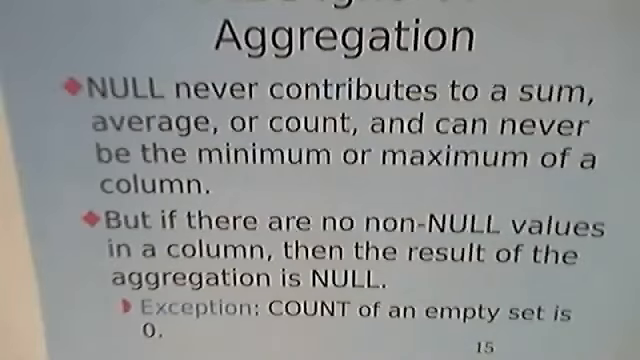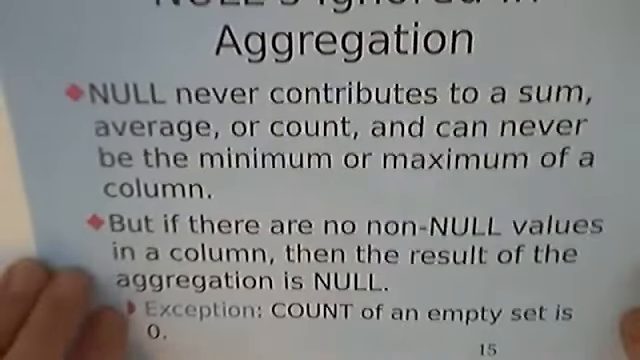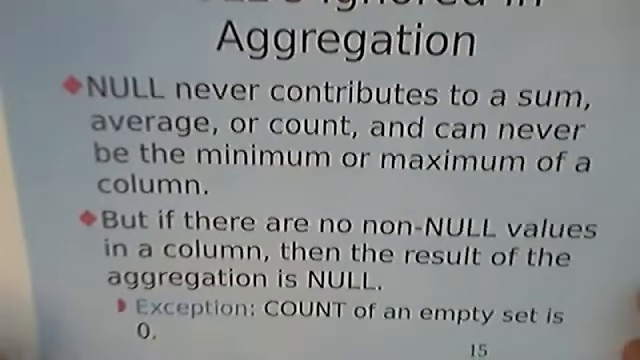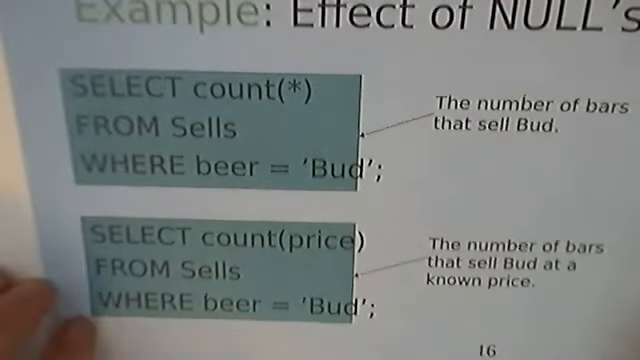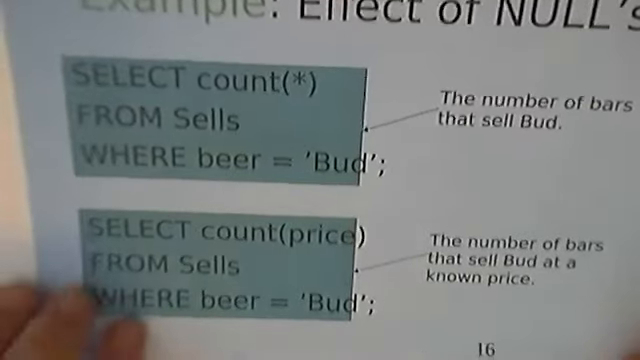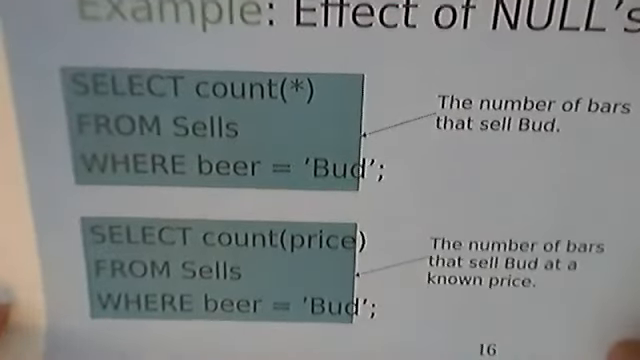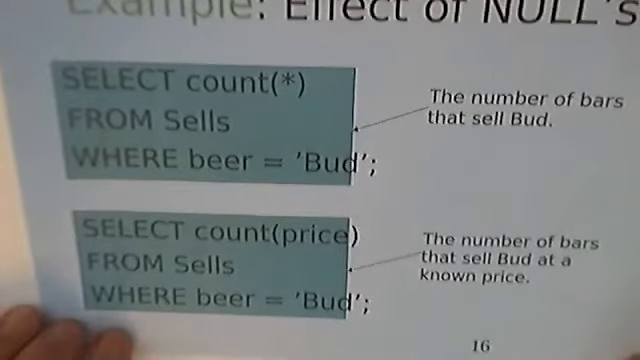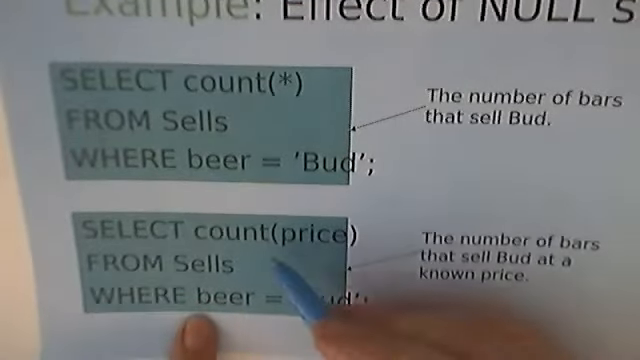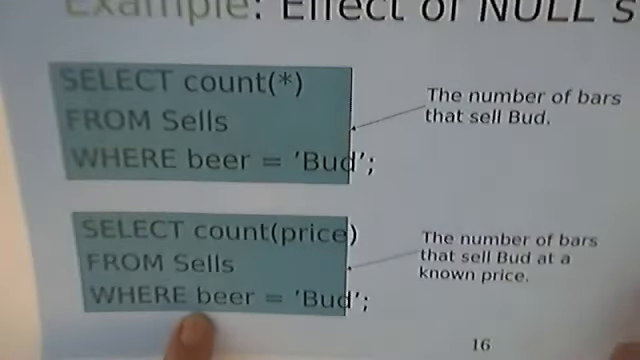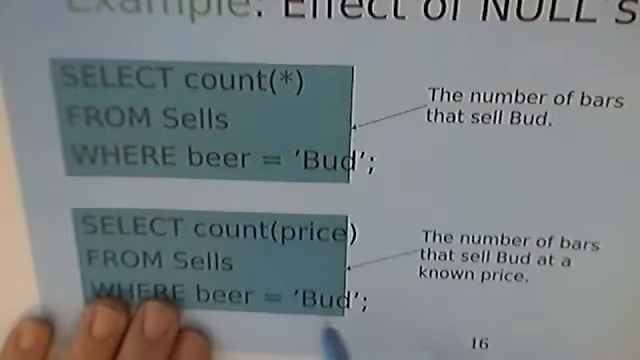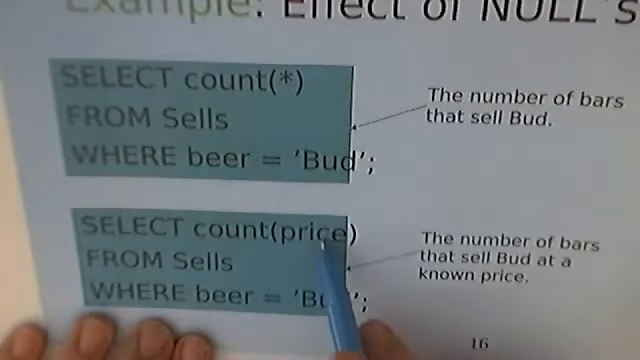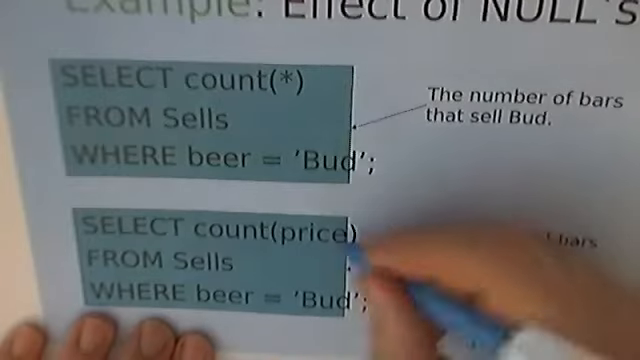Counts are a little bit different, so it will actually count them. So the number of bars that sell Bud. Count, that's the number of bars that sell Bud at a known price. I'm sorry, this is basically the count, it contributes 0 to a count, so it's not a null. What I meant to say is that if there was nobody who sells a price for Bud beer, if they're all null values, then the whole result of this will equal 0.